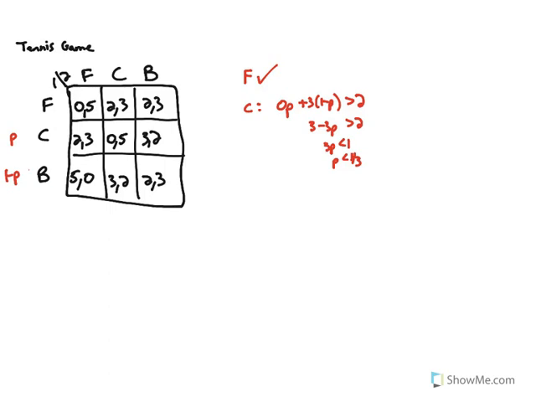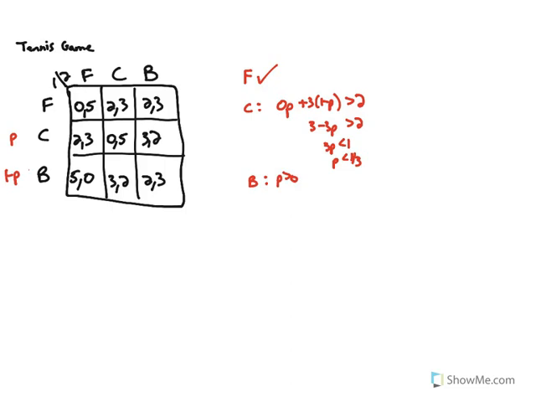And then for column B, well, in this case, all we need is that P has to be greater than 0, which is true for any mixture. Because we have C, the payoff of playing C is 3, and the payoff of playing B is 2, and if she plays F, the payoff is 2. So as long as C gets any weight at all, we're good. So in column B, all we need is that P has to be greater than 0, which is going to be satisfied for any mixture.